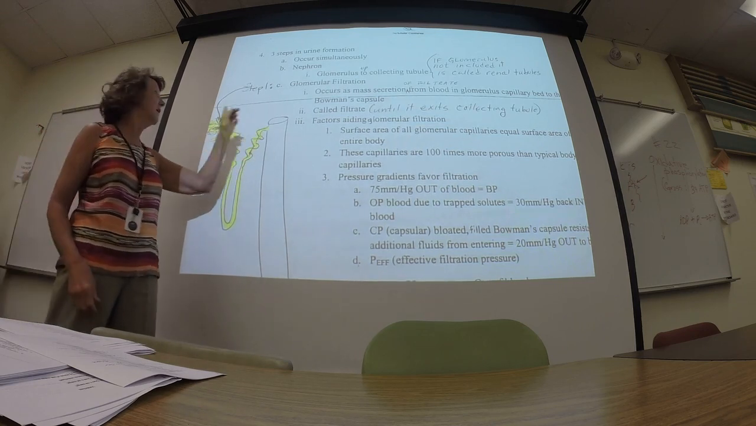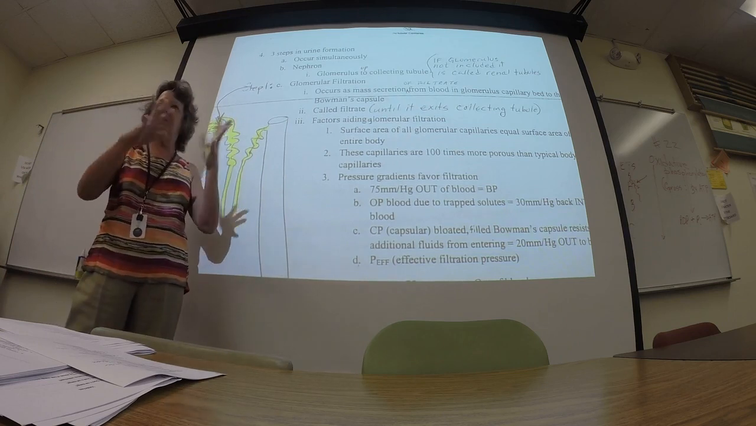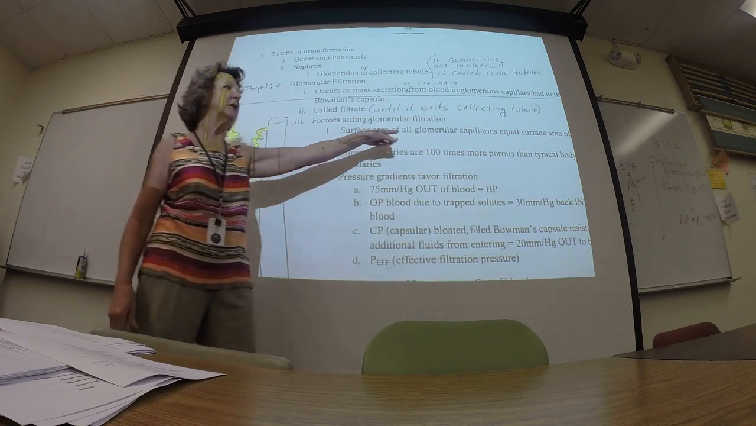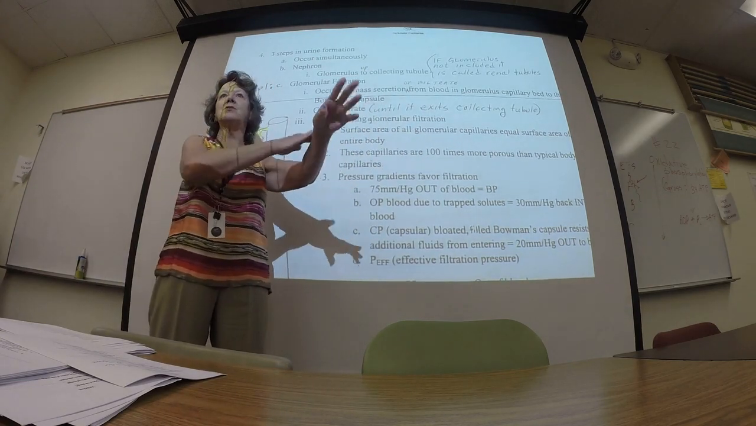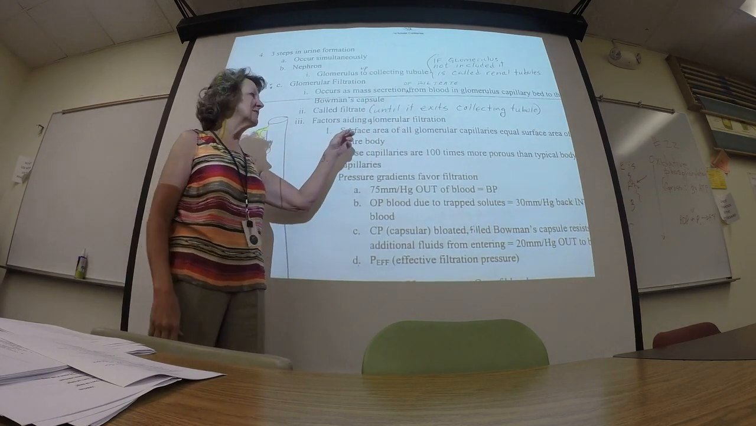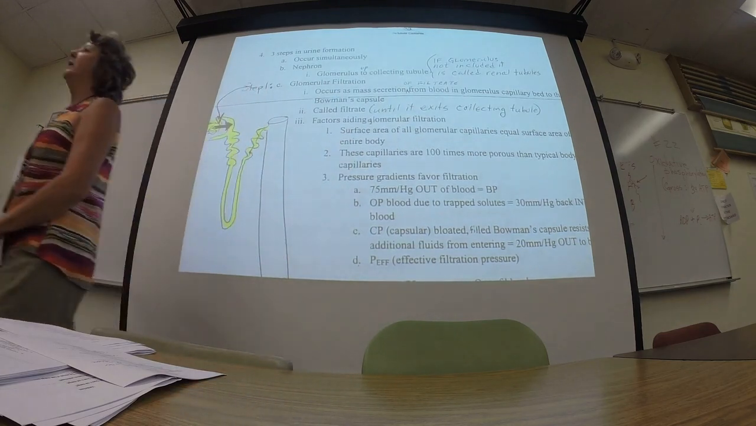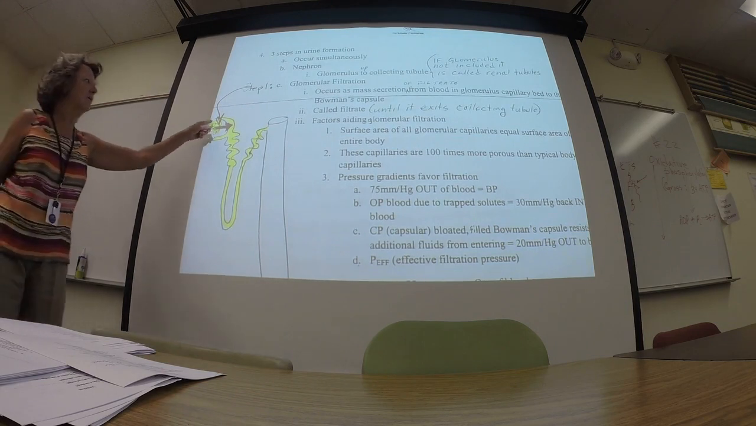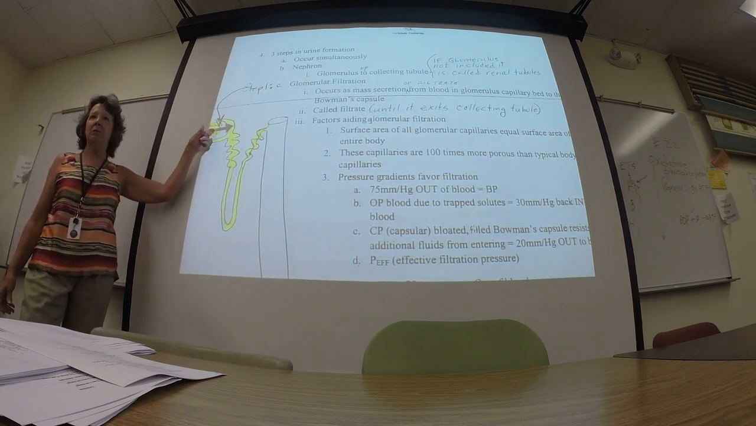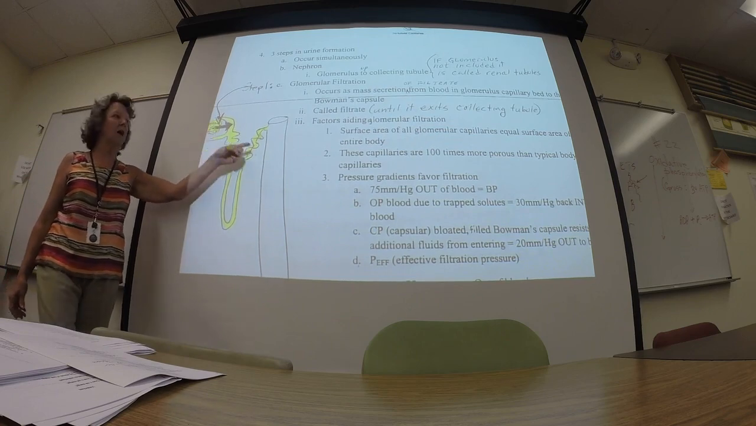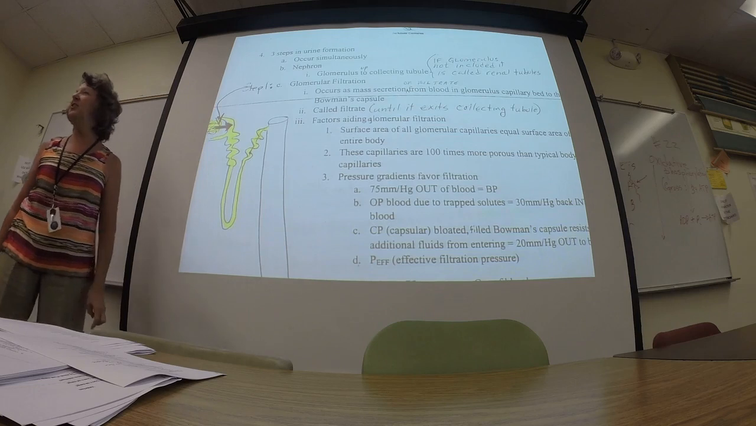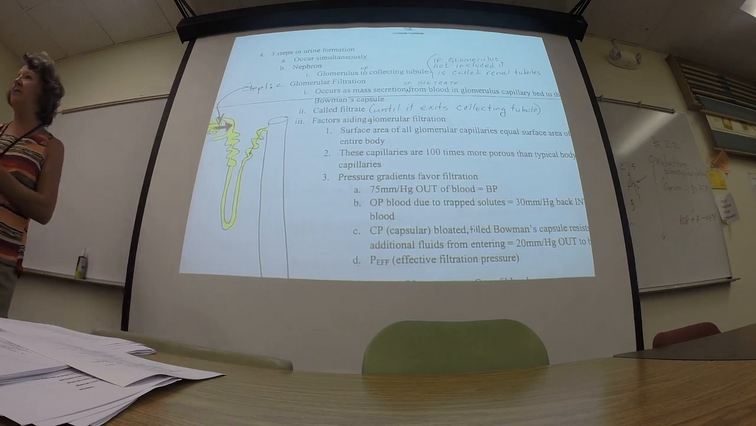If you took the surface area, cut the capillaries open and spread it out and made a carpet out of all the surface area of just glomerular capillaries, it's equal to the surface of the whole human body. That is a lot of surface area over which to move filtrate. So that's number one. Number two, compared to any other capillaries we know of in the human body, these glomerular capillaries are 100 times more porous than any other typical capillary beds. So things are going to sieve out of them very easily.